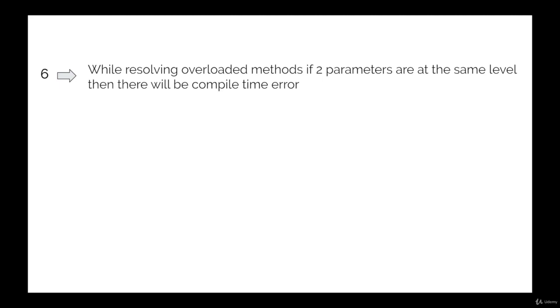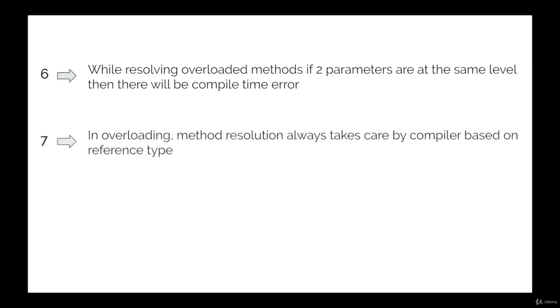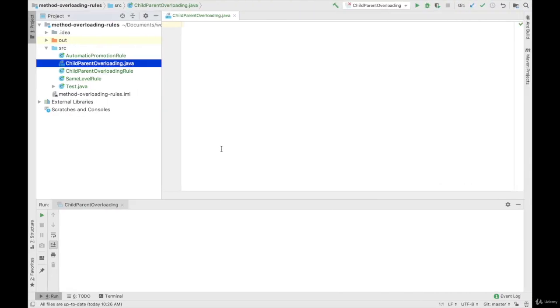In this lecture, we are going to take a look at the next rule for method overloading in Java. The next rule says that in overloading, method resolution is always taken care of by the compiler based on the reference type. Now, what does that mean? I'll hop on to our project IDE, and I have already created a class called ChildParentOverloading.java. We'll write a sample code to understand this particular rule.